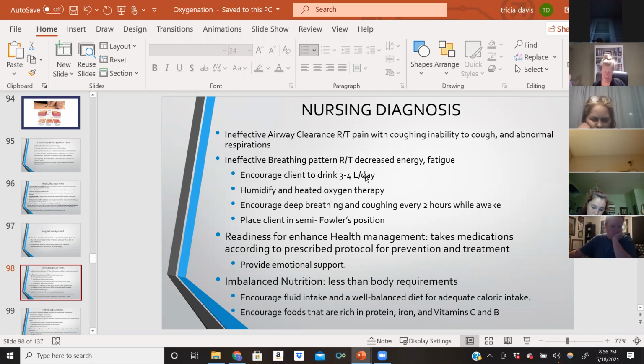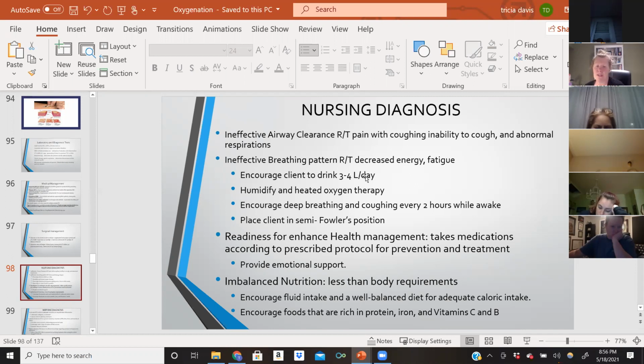I've never given heated oxygen therapy. It's not something I've ever seen. I guess it exists. We want to encourage those deep breathing and coughing every 2 hours while awake, or use those instead of spirometers. Place the client in a semi-Fowler or a high Fowler's position.